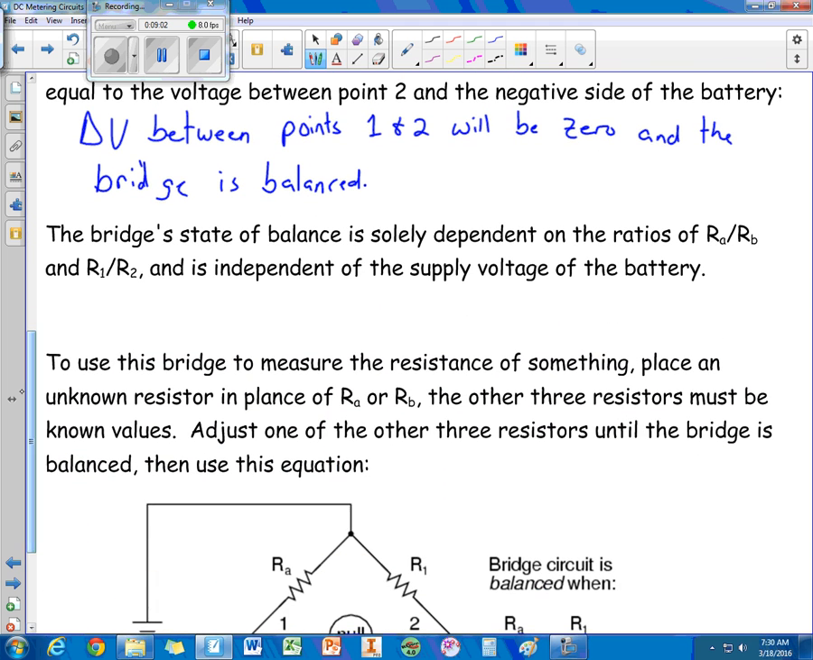Now the bridge, its state of balance is solely dependent on the ratios of resistor A to B and resistors R1 to R2. It's also independent of the supply voltage from the battery. That's really the beauty of it. It doesn't matter what voltage the battery is.